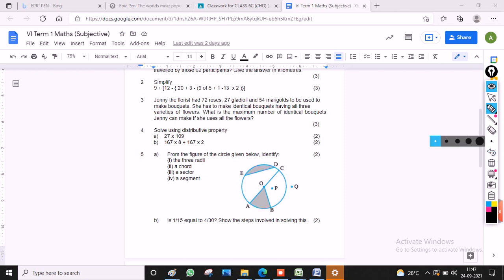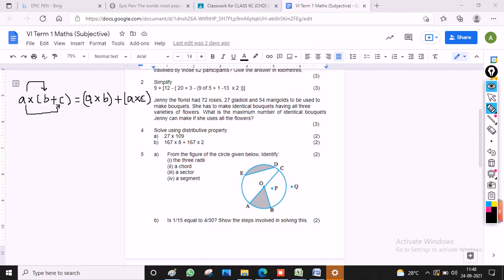Moving on to next question, we have to use distributive property in solving this problem. So first of all, you must know what is distributive property. It is A multiplied with B plus C gives you A is first multiplied with B, and the sign which is between B and C remains unchanged. Then A is multiplied with C. So it is A multiplied with B and A multiplied with C.